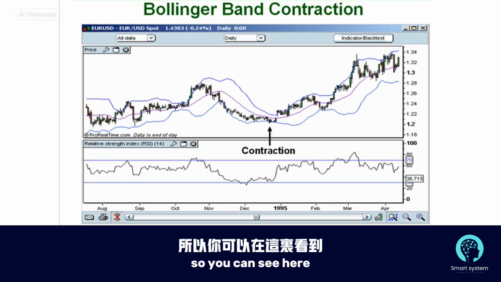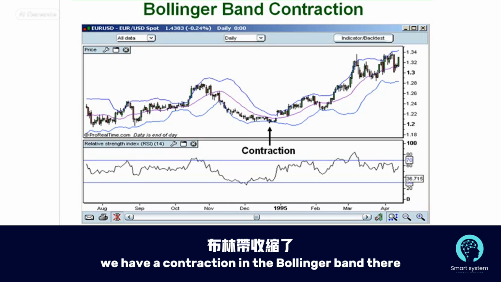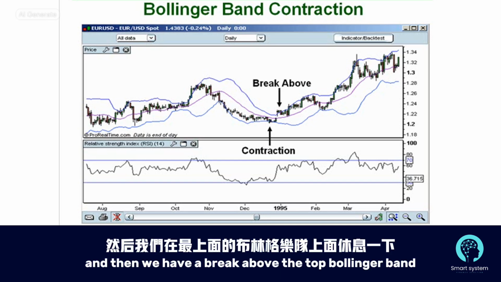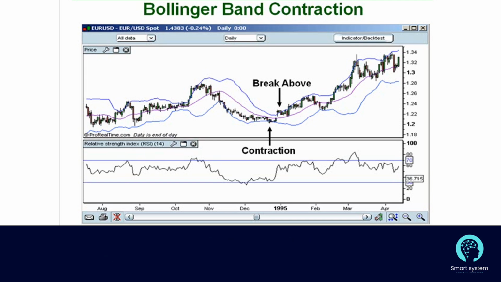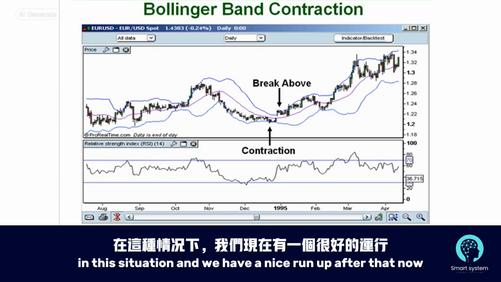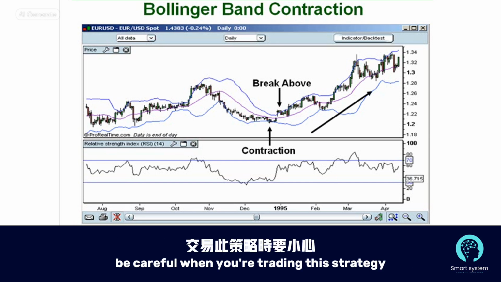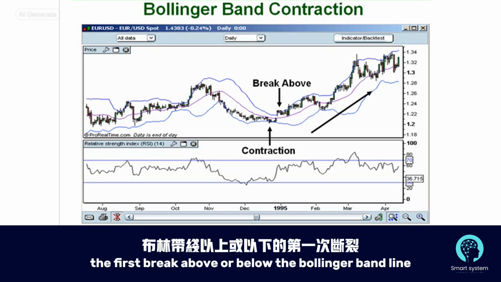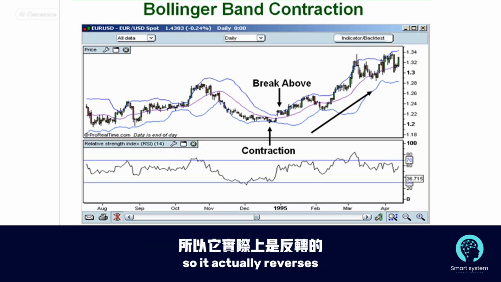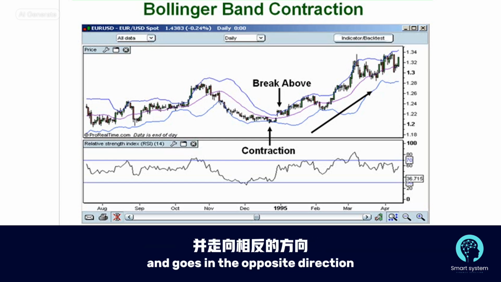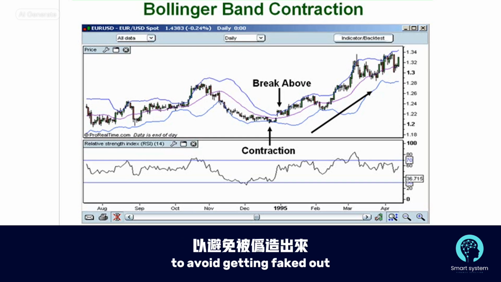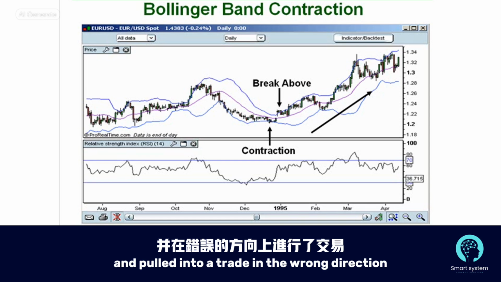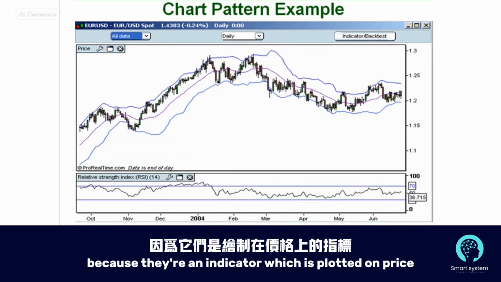So you can see here, we have a contraction in the Bollinger Bands. And then we have a break above the top Bollinger Band, meaning that the buyers have won out in this situation, and we have a nice run up after that. Now, be careful when you're trading this strategy. The first break above or below the Bollinger Band line tends to be a fake out, so it actually reverses and goes in the opposite direction, and a lot of traders will trade the second break to avoid getting faked out and pulled into a trade in the wrong direction.